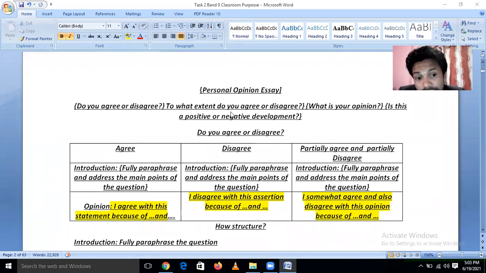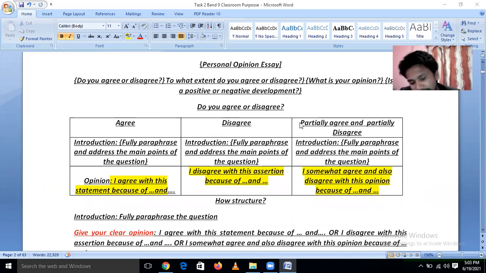The question comes: do you agree or disagree? To what extent do you agree or disagree? What is your opinion? Is this a positive or a negative development? So remember these four, and this essay can be written in three different styles, or in three different steps.